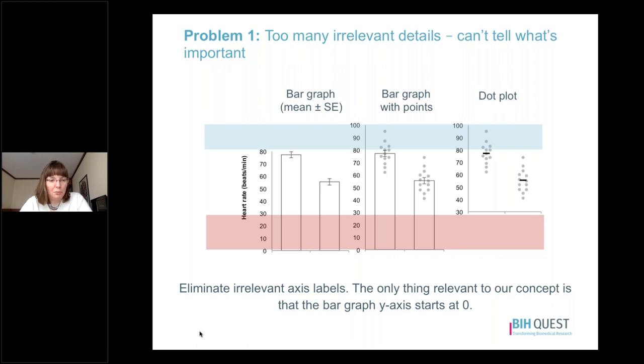the fact that I've shown the axis labels and all of the numbers on the axes is a problem. Because for this particular infographic, which again doesn't matter what type of data we were using, the only thing that's relevant to our concept is that the bar graph y-axis starts at zero. So because I'm doing this for an infographic, I want to eliminate irrelevant details. The data set specifically isn't important here, and so I want to take out the axis labels and everything other than that label of the y-axis starting at zero.